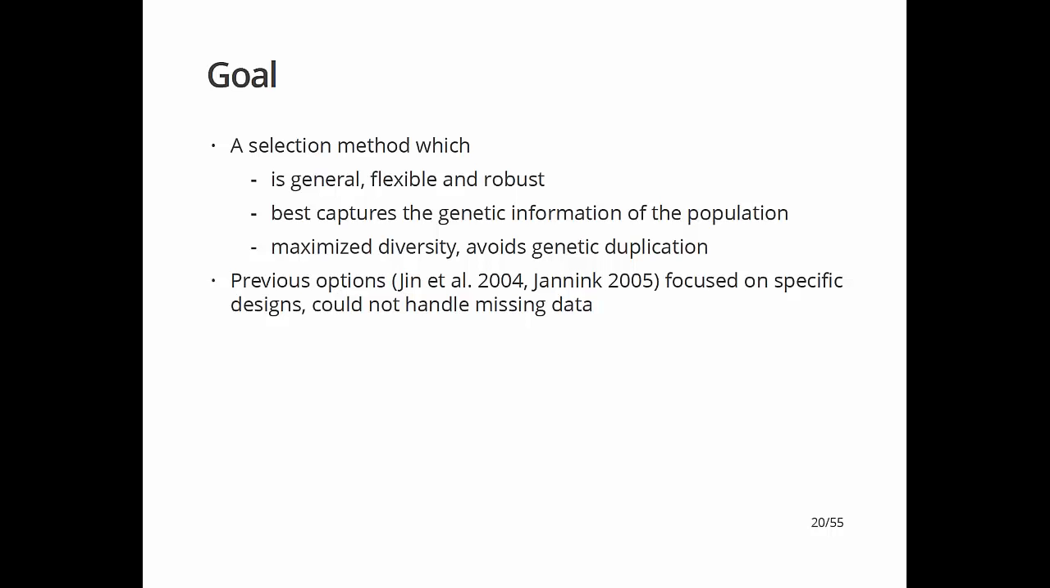And the idea there is to maximize the genetic diversity. So if you have lines which are basically the same, there's no point in choosing both of them. So we're trying to avoid genetic duplication. And basically the previous options that were available were focused on very specific designs, F2s or backcrosses, for example. They couldn't handle missing data, and so they didn't work for our situation.